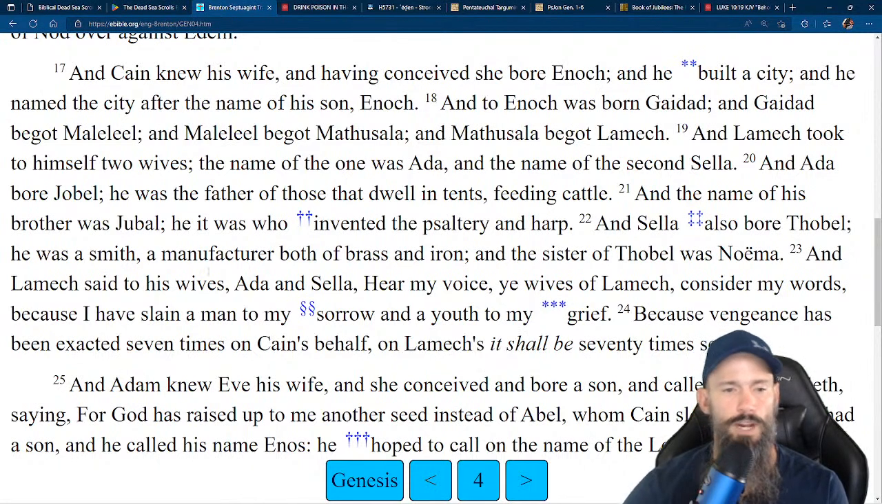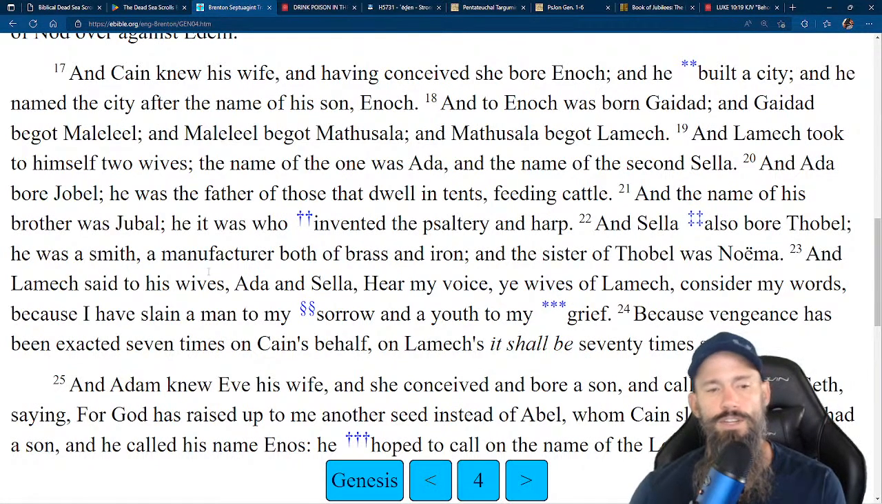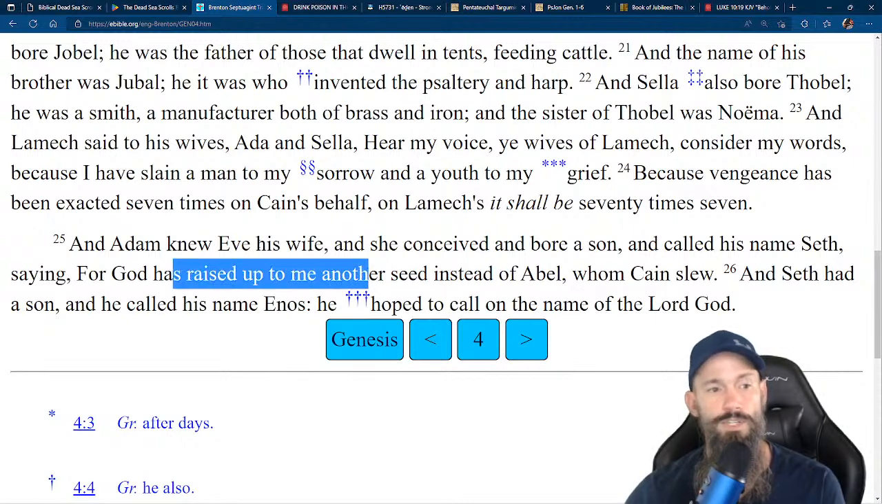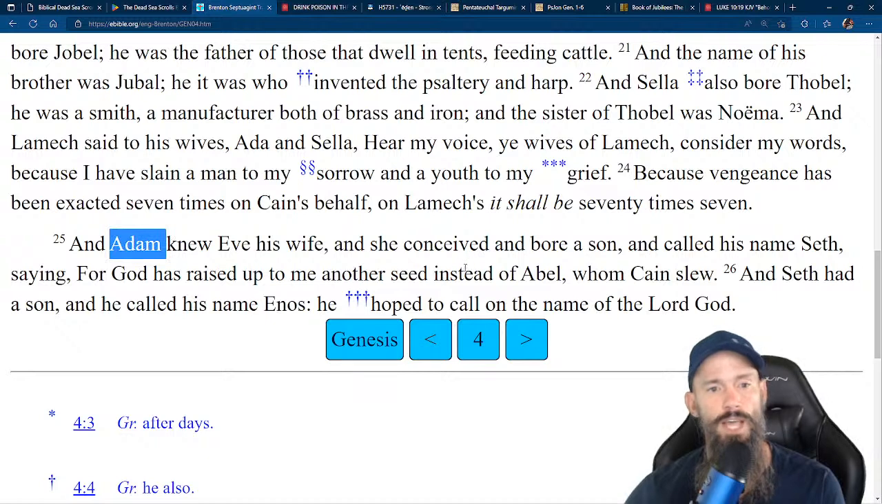And Adam knew his wife, and she conceived and bore a son, and called his name Seth, saying, For Yahuwah has raised up to me another seed instead of Abel. So she's thanking God for her next son, which came with Adam, whom Cain slew. And Seth had a son, and he called his name Enos. He hoped to call on the name of Yahuwah.